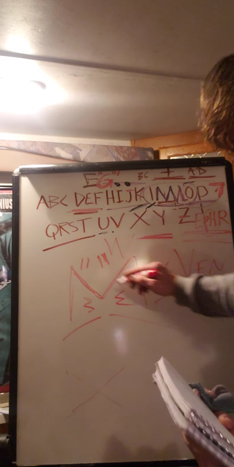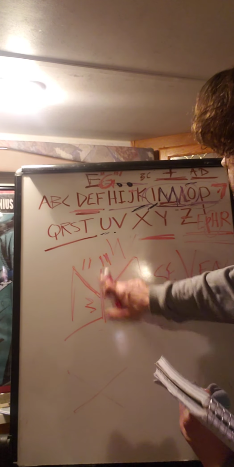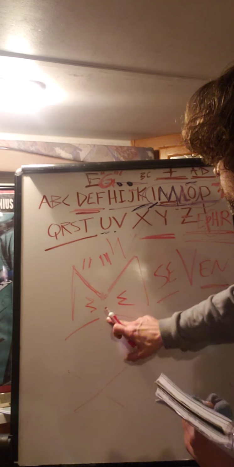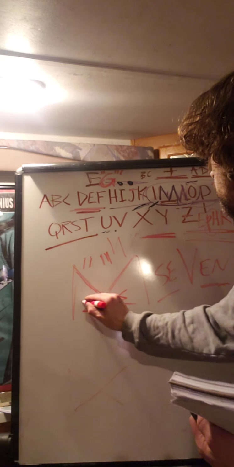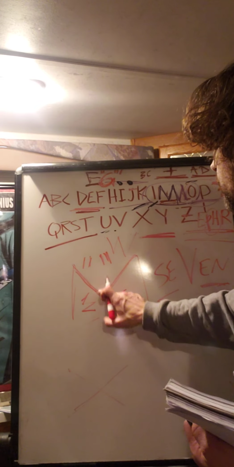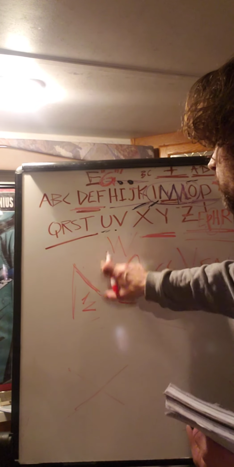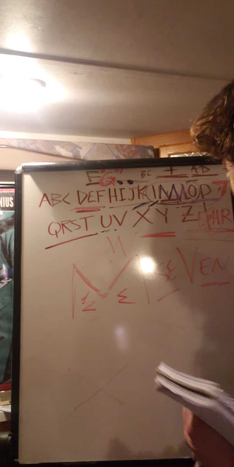So the serpent is climbing up levels. So we see the word level. We see the word level here. I know I said that, but that's what it is. So that box is the cube. The M right here is also a box, which is the cube.